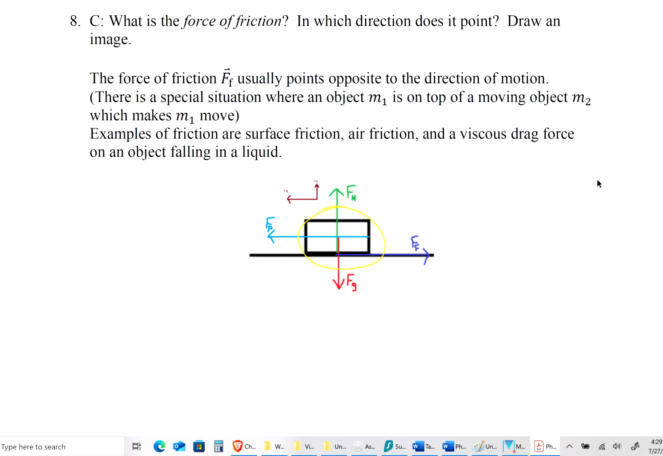Imagine the force of pull is to the left. Something is pulling this object to the left or pushing it to the left. The force of friction is going to be to the right.